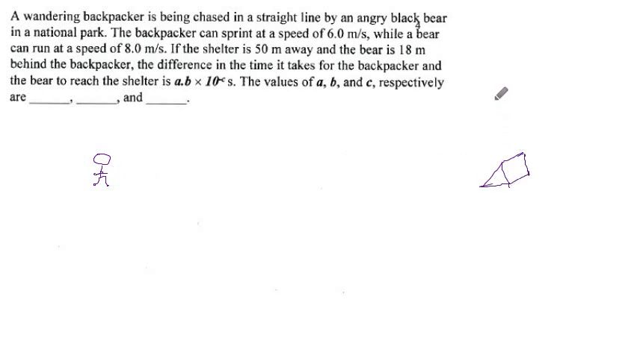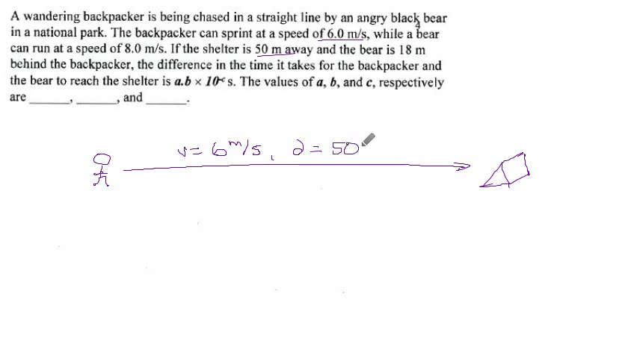Over here is a shelter, and we have a race going on with 2 racers. We have our person, who they say can go 6 meters per second. That's not very good for an adult. Maybe it could be a small person, or they could be in deep snow or something. And the person is going 50 meters. So our velocity is 6 meters per second. Our distance is 50 meters.